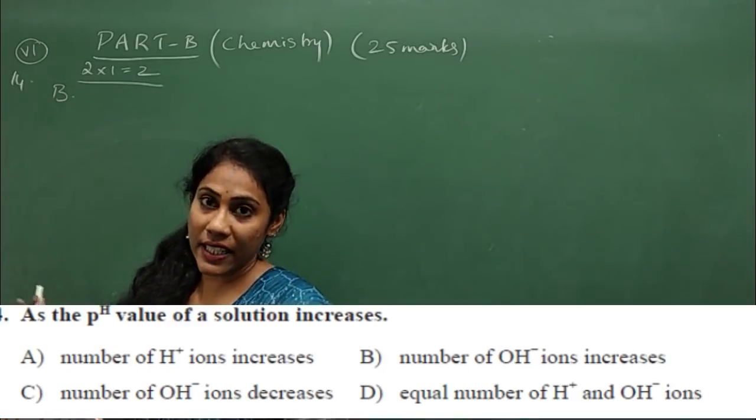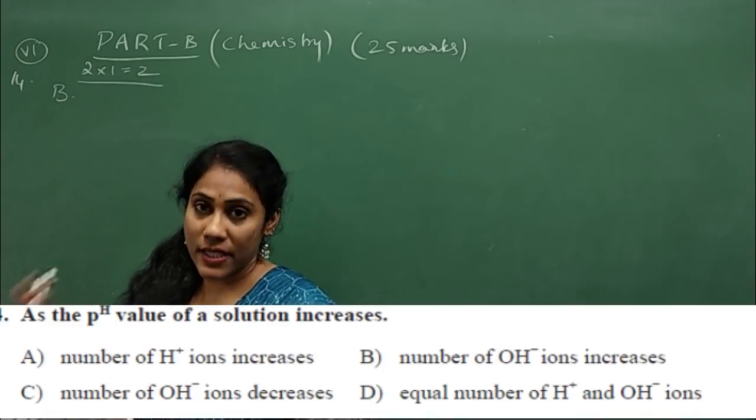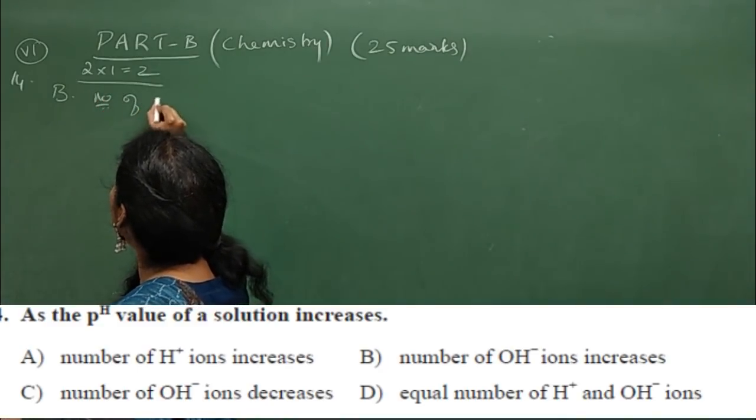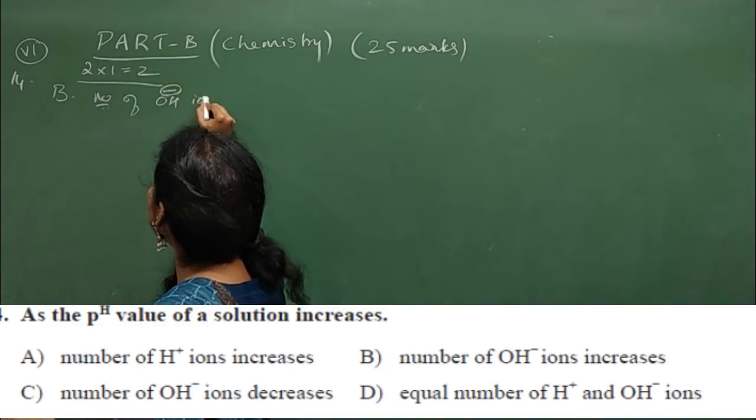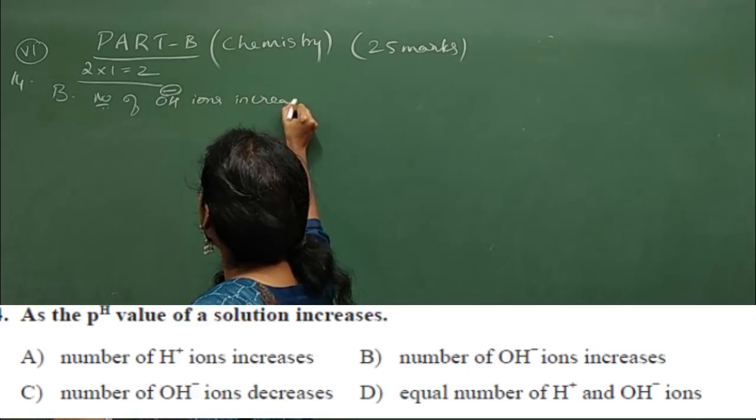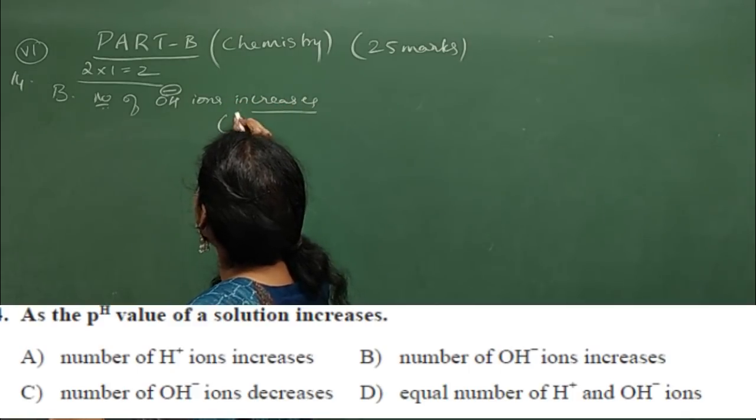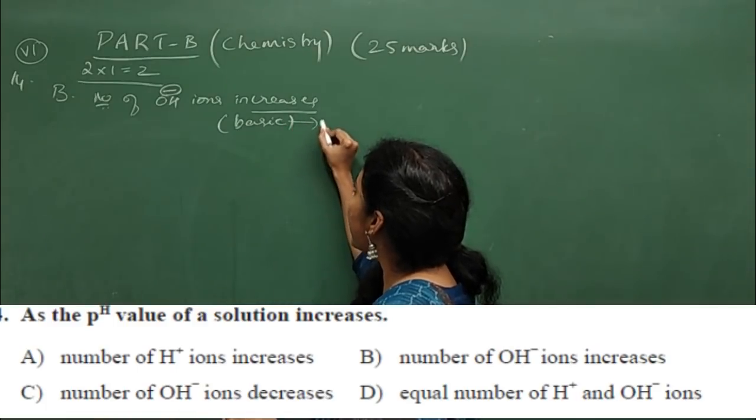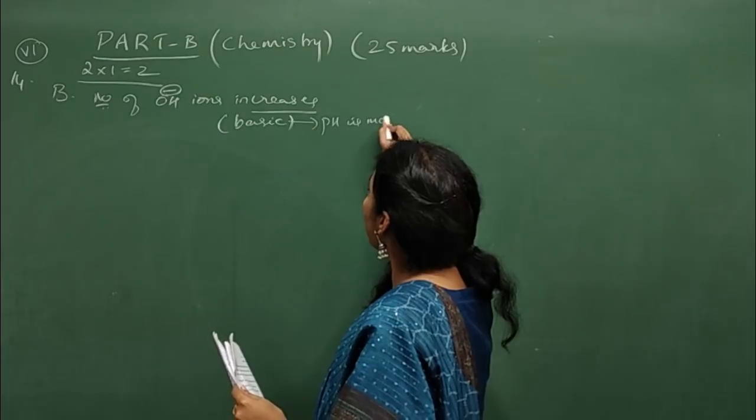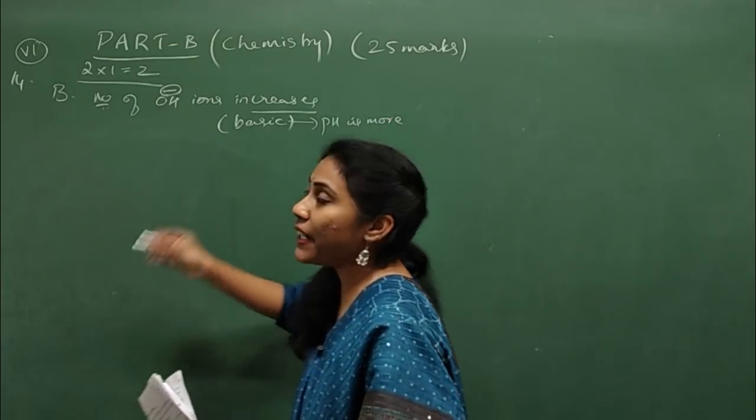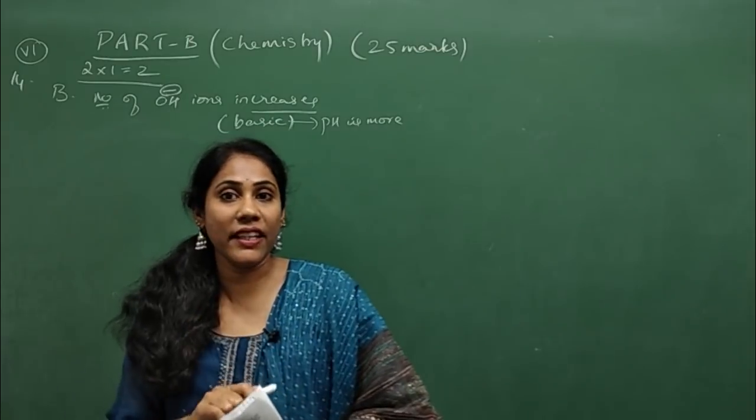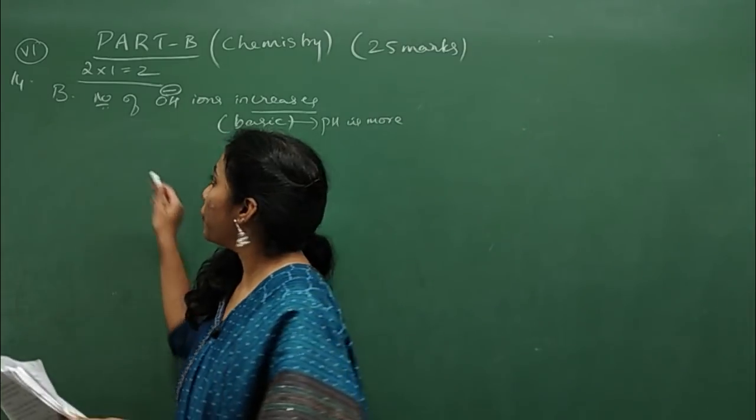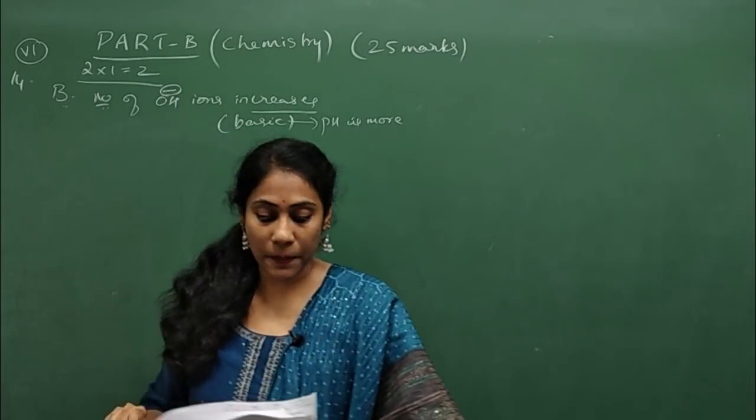As the pH value increases, as it becomes above 7 and more, you know what actually happens? The number of OH minus ions increases. So the solution will become more and more basic, isn't it? If the solution is basic, pH is more. If the solution is acidic, pH is less, that is below 7. So definitely you should read the question carefully here. For the 14th question, the answer is option B.